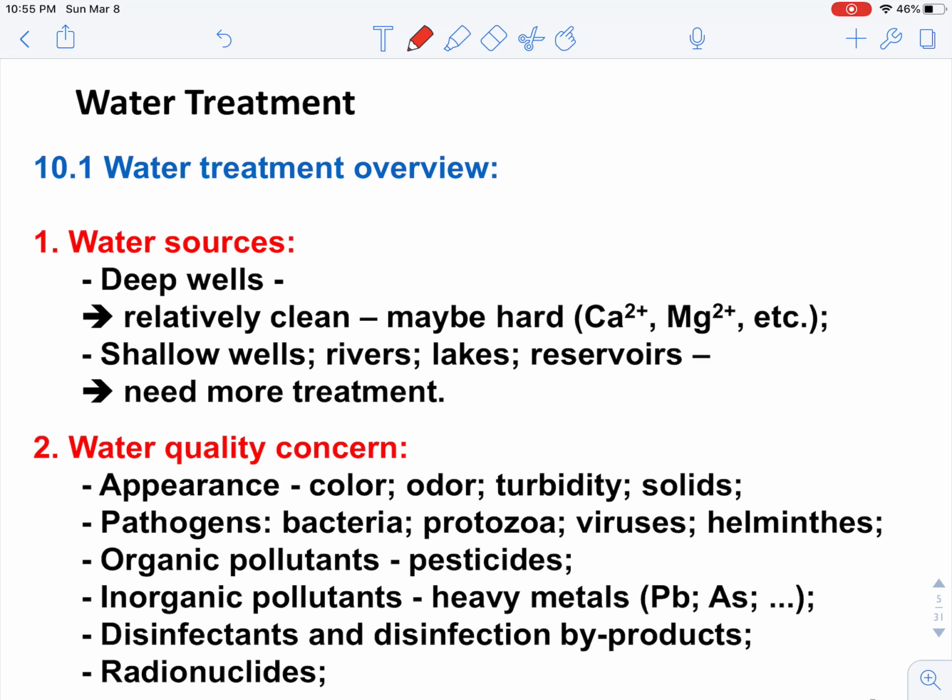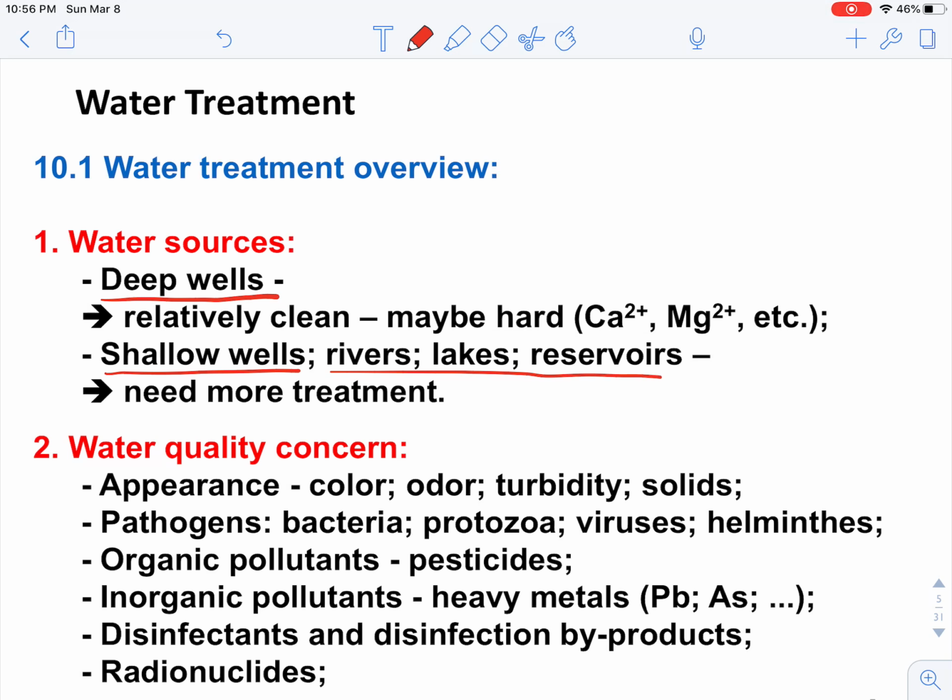So this water might come from very clean sources, for example, from the icebergs, right? We don't even need to do a lot of these treatments. But unfortunately, most of the water that we drink is either from the groundwater, basically from the deep wells, or it can come from the shallow wells, which includes the river, lakes, or reservoirs.